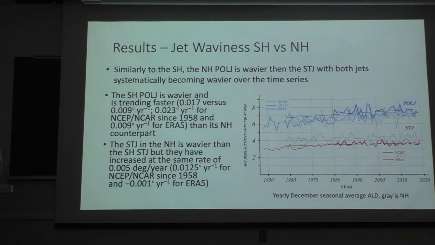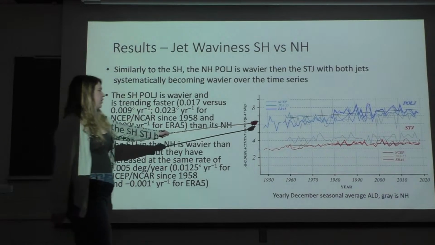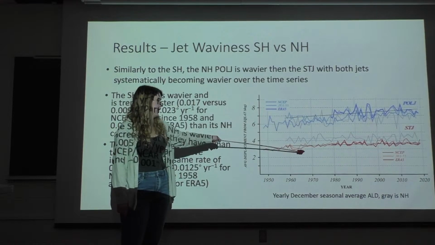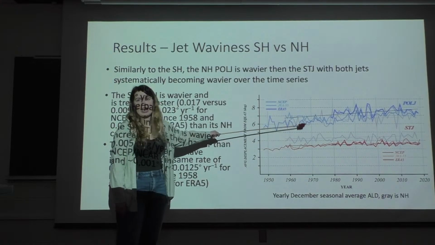Similarly to the Southern Hemisphere, the Northern Hemisphere polar jet is wavier than the subtropical jet, with both jets systematically becoming wavier over the time series. And you can see here, this is all of the data sets in blue, the variations of blue and red, while the Northern Hemisphere is the gray underneath.